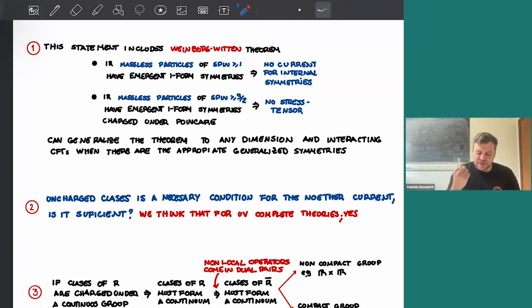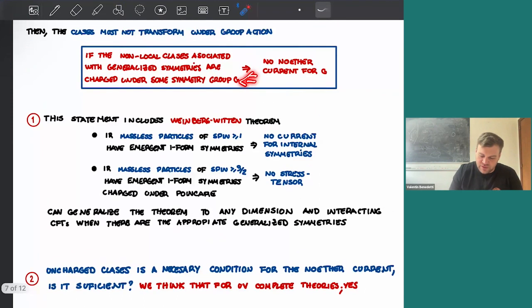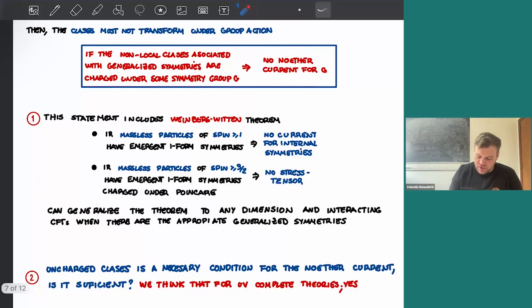But the question is whether it is a sufficient condition, namely that if we have a theory that does not have charged non-local classes, then we will be able to find that current. We think that this is true and that the reverse of this idea holds for UV complete theories.